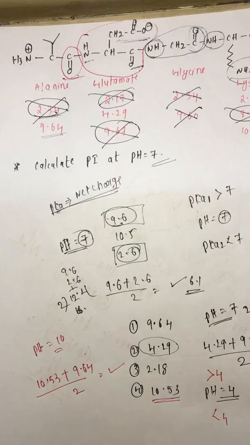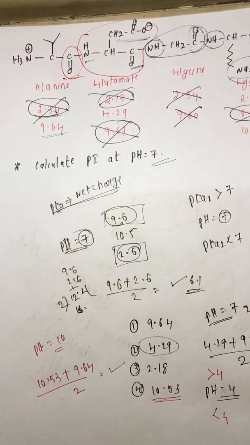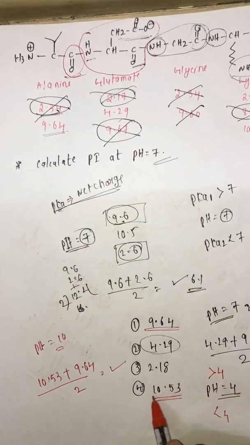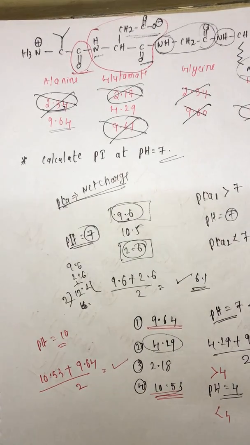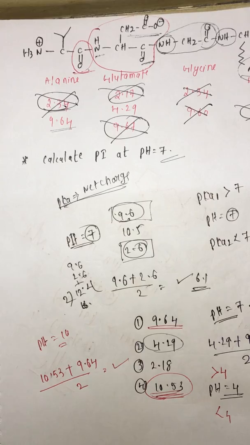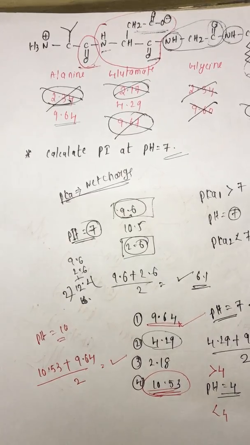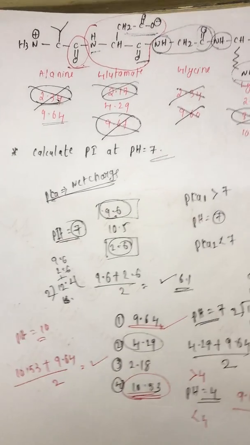So whatever pH they ask, you need to take one value which is greater than that pH and one value which is less than that pH. Greater than means the next immediate number. So here at pH 7 there are two values greater than 7, that is 9.64 and 10.53, but we did not take 10.53, we have taken 9.64, the immediate number. So this is the way to calculate the isoelectric point when they give this kind of peptide.